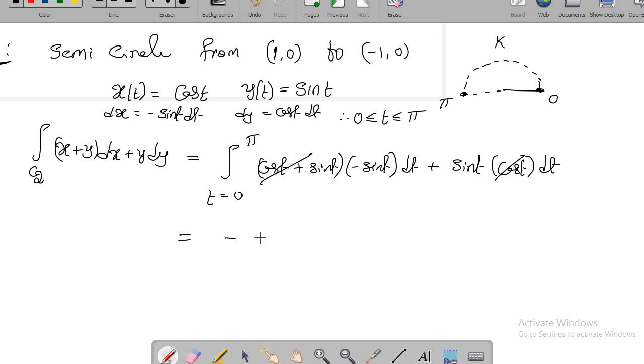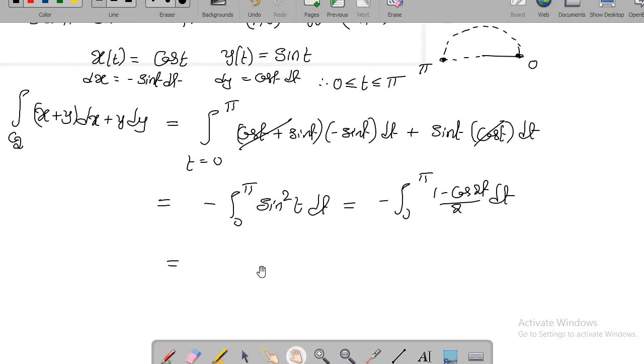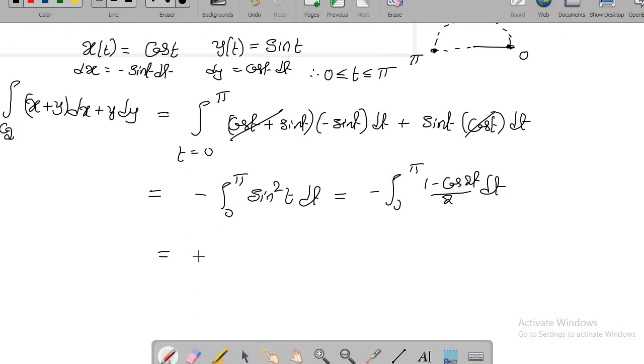Now you are left with minus the integral 0 to pi of sin square t dt. You know sin square t can be written as 1 minus cos 2t by 2. So minus the integral 0 to pi, 1 minus cos 2t by 2 into dt. So just integrate it.